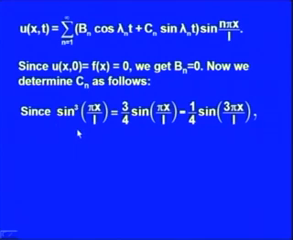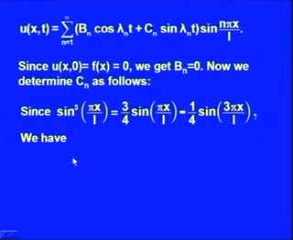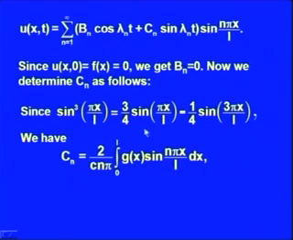So, for that let us write sin cube pi x over L as 3 over 4 sin pi x over L minus 1 over 4 sin 3 pi x over L, because we know that sin 3 theta is 3 sin theta minus 4 sin cube theta. So, from that sin cube pi x over L may be written in this form. Now, this form will be very convenient to us in the evaluation of c n.